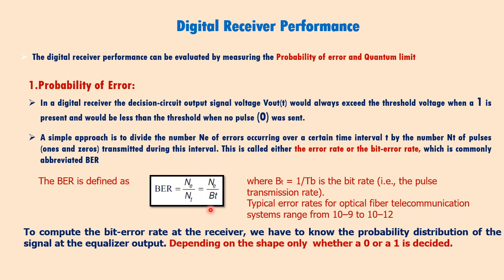In this equation, B_t is nothing but 1 by T_b. As we discussed, T_b is the pulse duration, or we can call it the pulse transmission rate. Typical error rates for optical fiber telecommunication systems are in the range of 10 power minus 9 to 10 power minus 12. To compute this bit error rate at the receiver, we have to know the probability distribution of the signal at the equalizer output. Only then is it possible to find the bit error rate. Depending on the shape, we can say whether 0 or 1 is transmitted at the receiver, and based upon that we make the decision.